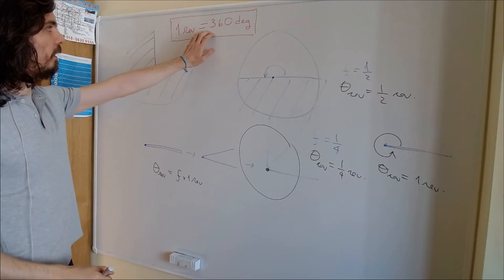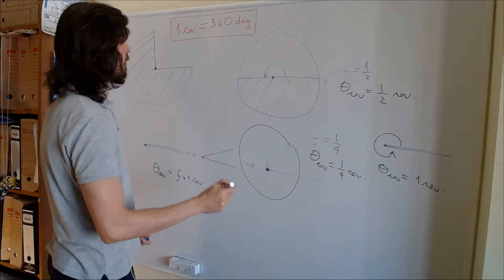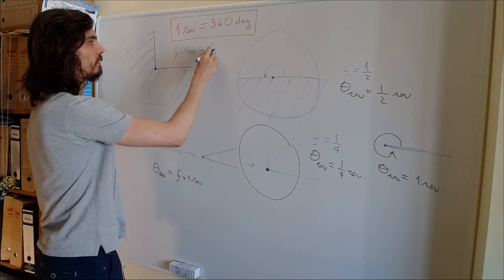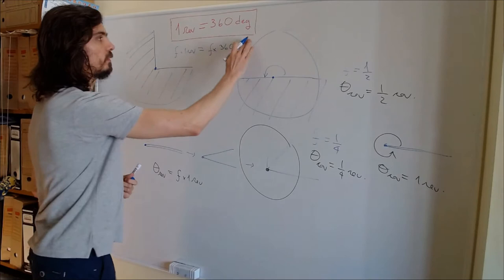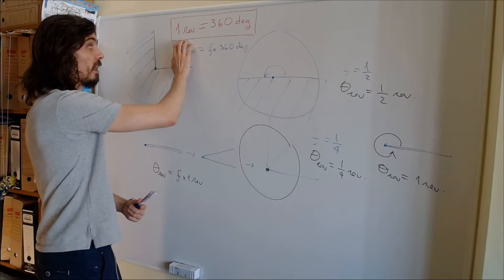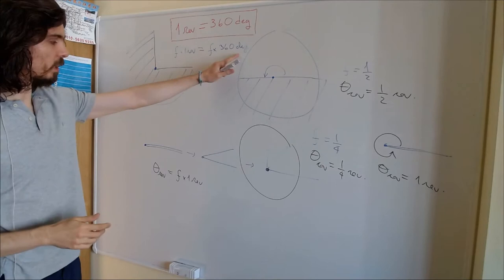Now you have a correspondence between units. If you have a correspondence between units, you can convert from one side to the other. How do we do this? Well, you just multiply by f. You have f multiplied by one revolution equals f times 360 degrees. So instead of one complete revolution corresponding to 360, a fraction of a revolution, that is f times one rev, must correspond to that fraction times 360 degrees. This allows you to convert.